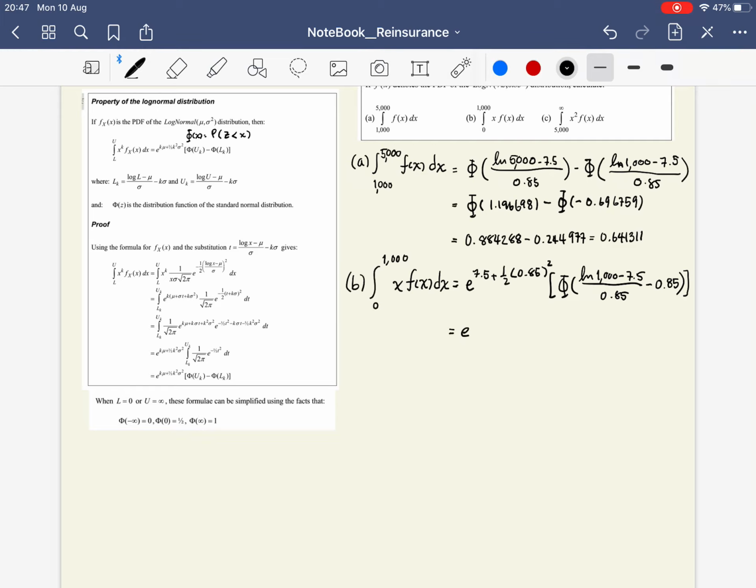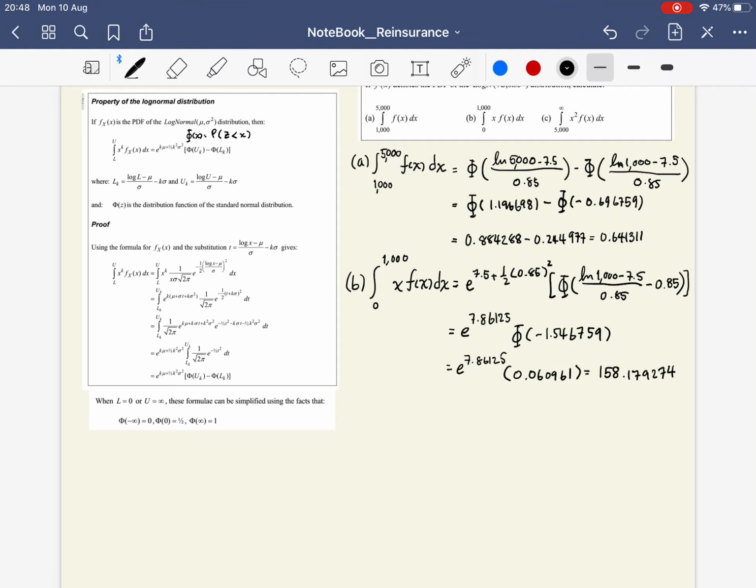Then we put these numbers into our calculator. We have e to the power of 7.86125 multiplied by phi of negative 1.546759, which is e to the power of 7.86125 multiplied by 0.060961, and then it will be equal to 158.179274.